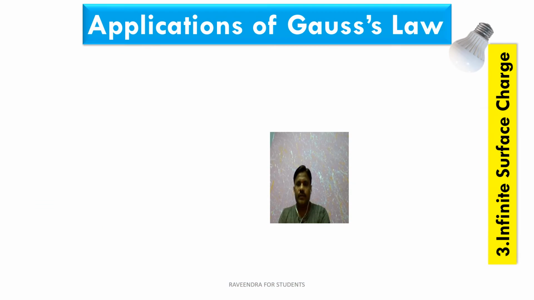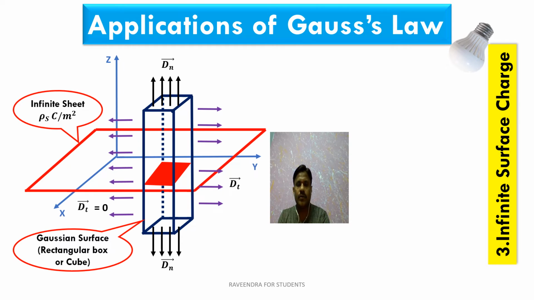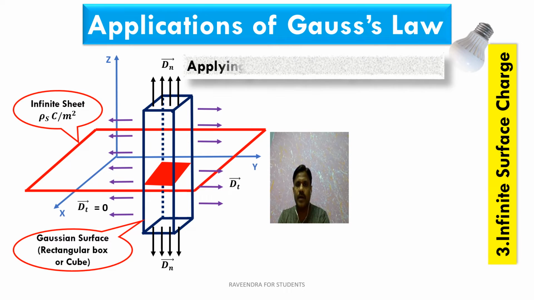Once we have identified the Gaussian surface, then the problem is very simple to solve. The remaining part is only that we have to apply the Gauss law to the portions where we are getting the electric flux density in the normal direction. So by applying Gauss law, which says that closed integral over S D bar dot dS bar should be equal to the total charge enclosed.